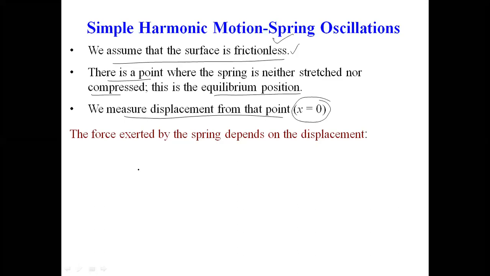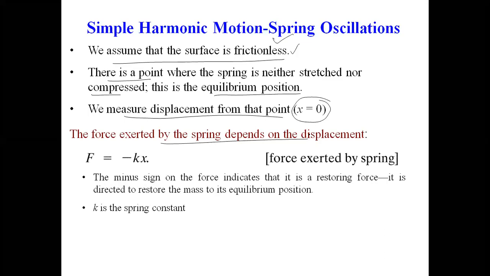Now the force exerted by the spring depends on displacement. So I'll directly write it: F is proportional to x, and when we remove the proportionality sign, it becomes minus kx. Minus means it is in the opposite direction. So the minus sign on the force indicates that it is a restoring force, directed to restore the mass to the equilibrium position. K is the spring constant, of the spring which we use in the spring-mass system.